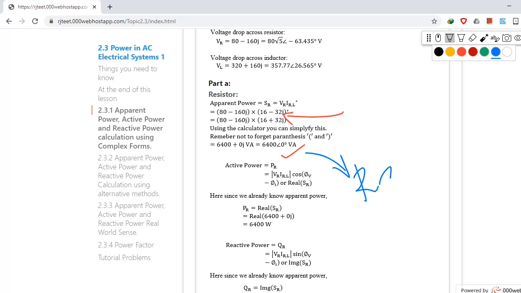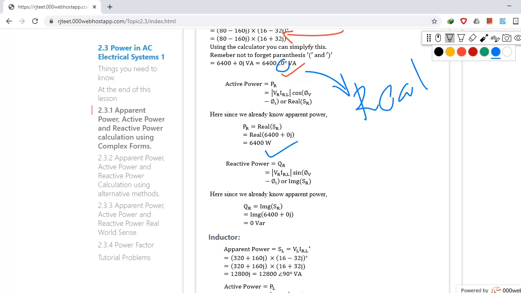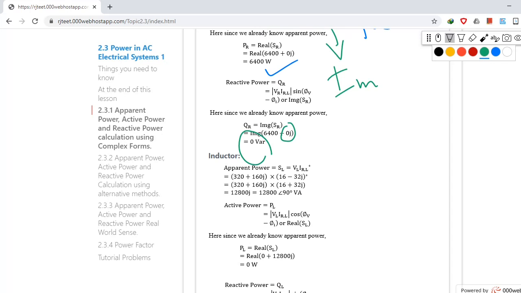That's going to be, you know, the real part out means I'm going to calculate the active power. And since the angle here is 0, it's going to be a real number itself, therefore no worries. It's the same, it's 6400 watts. And if I take the imaginary part out, it's going to be the reactive power, so no imaginary part here, so imaginary part is 0, right? And therefore the reactive power consumed by this resistor is 0 watt, right?